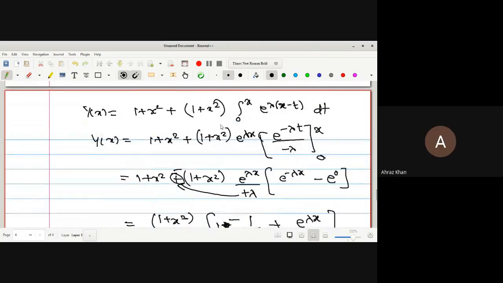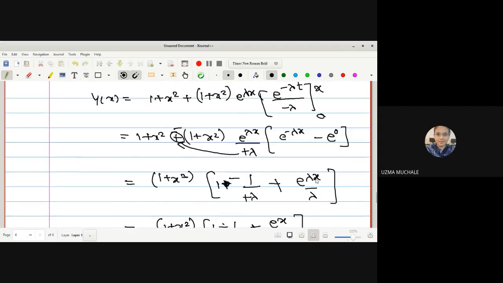Ma'am, if we put the value of lambda as 1, then we have already taken e raised to lambda x outside, right? E raised to lambda x if we take outside, what will remain is simply e raised to minus lambda t. Correct? So here, the upper limit minus lower limit, e raised to 0 will be there, and e raised to 0 is 1.